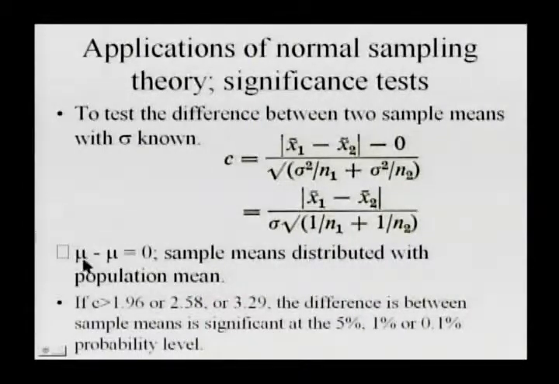So what we're looking at here, if mu minus mu equals 0, is whether the sample means are distributed with the population mean, or are they outside of the population, as we were saying before. So if C is greater than the critical value of 1.96 or 2.58 or 3.29, the difference between sample means is significant at the 5%, the 1%, and the 0.1% probability level.